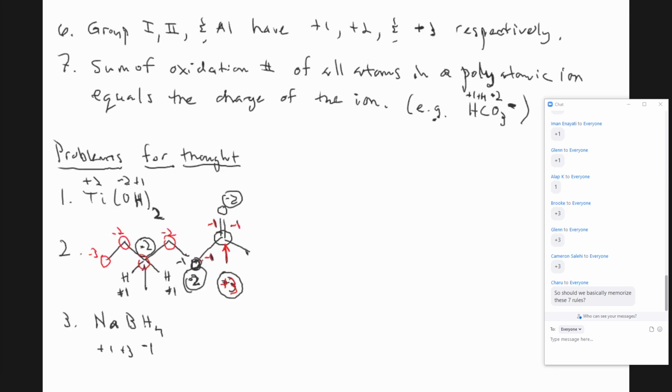So let's do some trickier ones. Let's do some dichromate, Cr2O7, 2 minus. Let's do some phosphate, PO4, 3 minus. Yeah, that should be good.